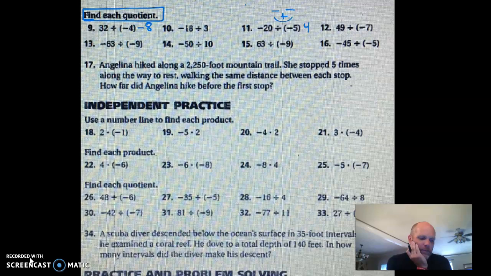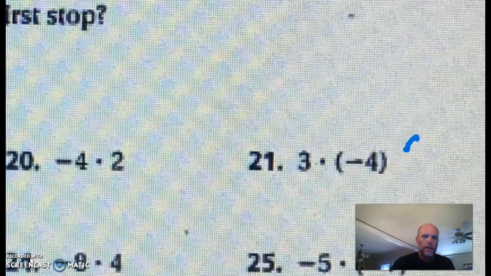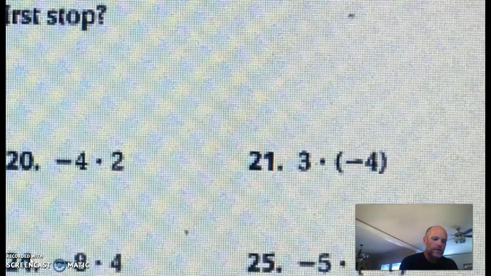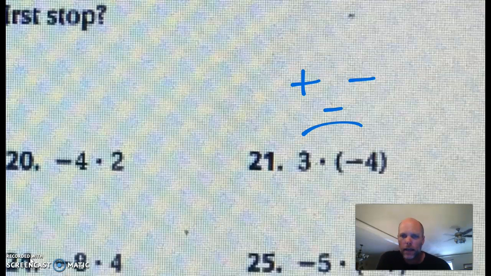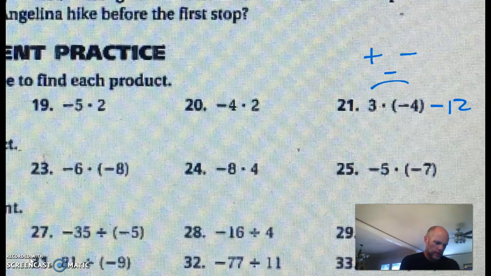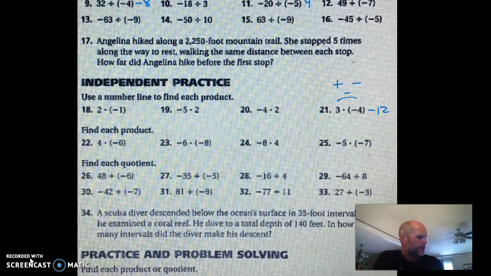Let's go to 21. I'll help you with 21 real quick. Shouldn't be a problem though. Think about the faces. We have a positive 3 and a negative 4. Positive and a negative. Eyes look a little messed up, so you'd probably be in a little bit negative mood. All right, so the answer is going to be negative, and then just 3 times 4 is 12.